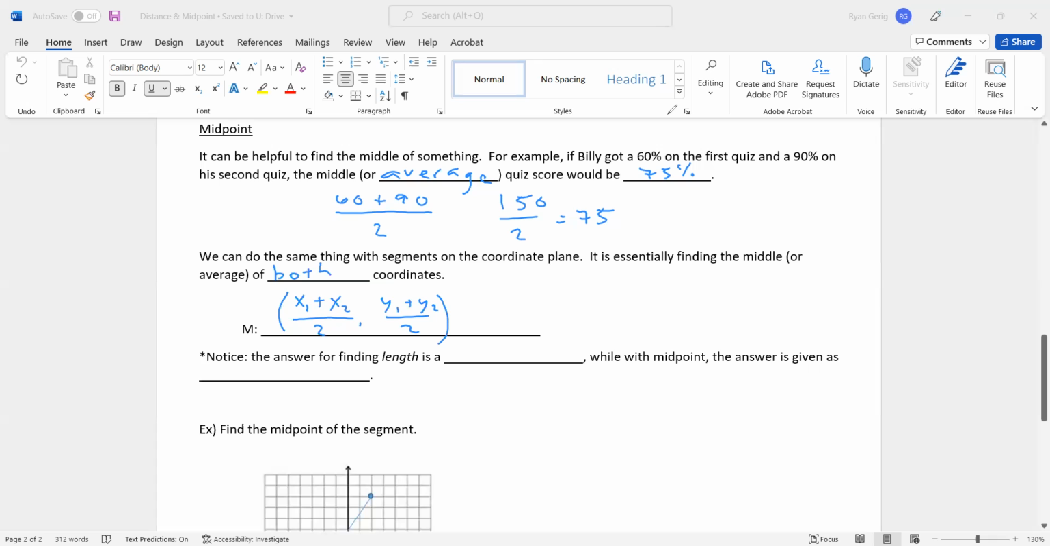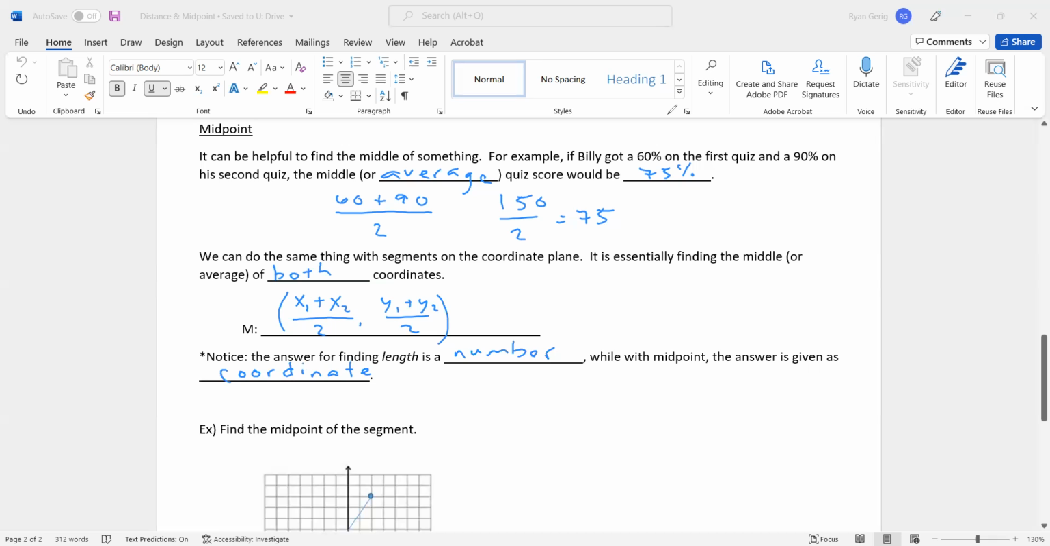Now, one thing I do want you to notice, I'm going to point it out, the answer for finding length, which was on the front of these notes, is a number. Length or distance is a number. With midpoint, though, the answer is a coordinate. It's got two numbers in a point form. So parentheses, number, comma, number, close parentheses. That's how the midpoint answer is going to be given.